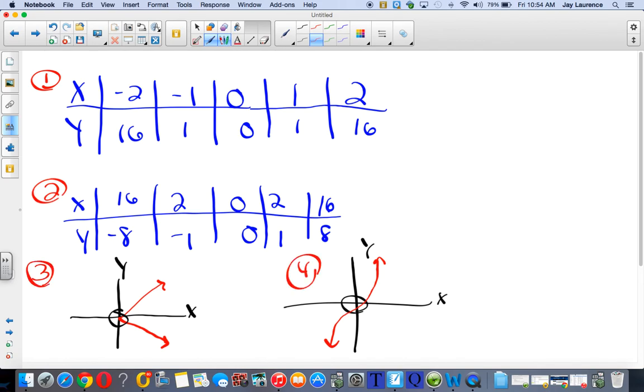Okay, what I'd like you to do is write this down in your notes, whether you think they're functions or not. It's not a video quiz. Just write it down, and we're going to talk about it briefly on Tuesday.